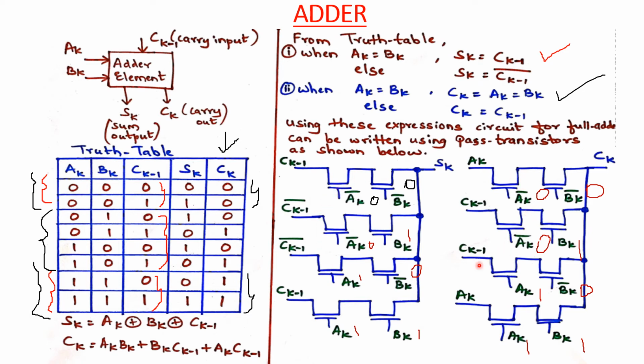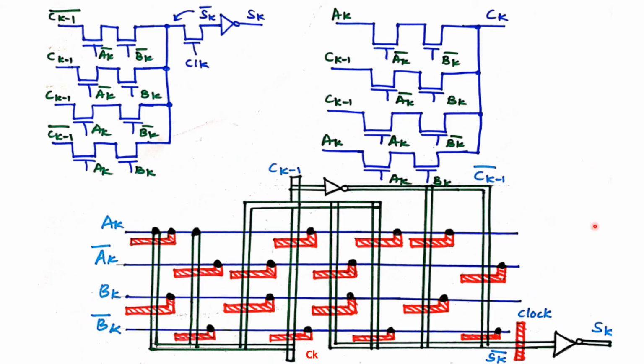So this is the adder circuit using pass transistor, but the drawback is, since these are pass transistors, we get degraded logic levels at the output. So the sum circuit in the previous slide can be added with a clock signal for buffering purpose. So now let us draw the stick diagram for a pass transistor based adder circuit.